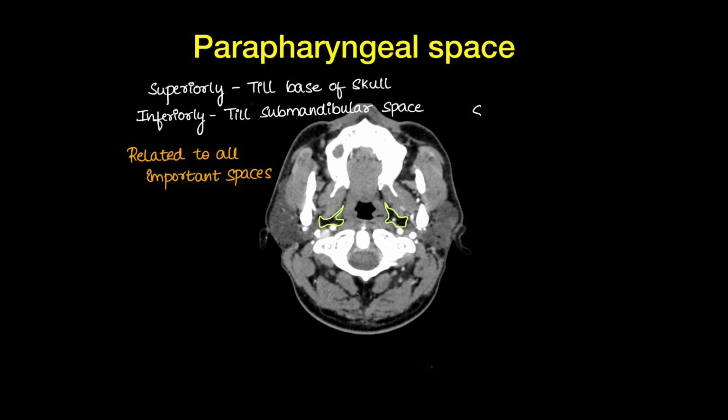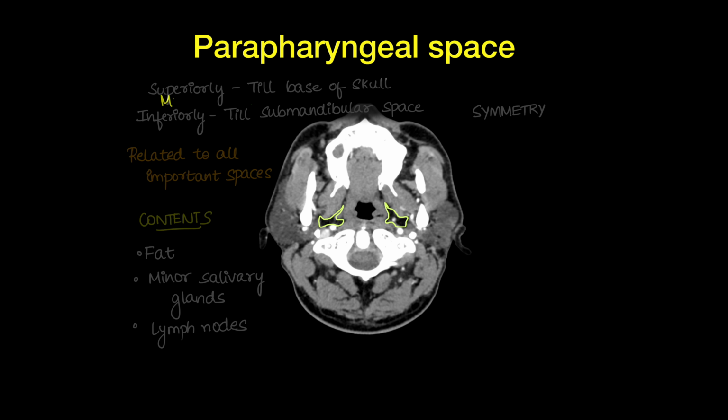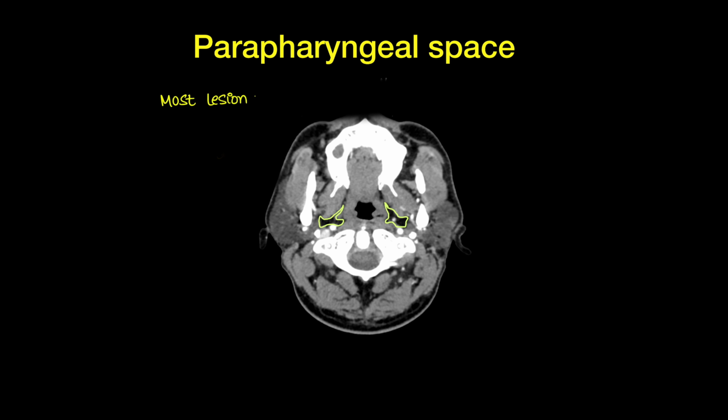Always look for symmetry, that is, the parapharyngeal spaces have to be symmetrical on both sides. If they are displaced, that means one of these spaces has a lesion which is pushing it away or towards it. Contents are fat majorly, and minor salivary glands will be present in this space. It contains lymph nodes. Most of the lesions in this space, or obliterating or displacing the space, are usually secondary lesions.